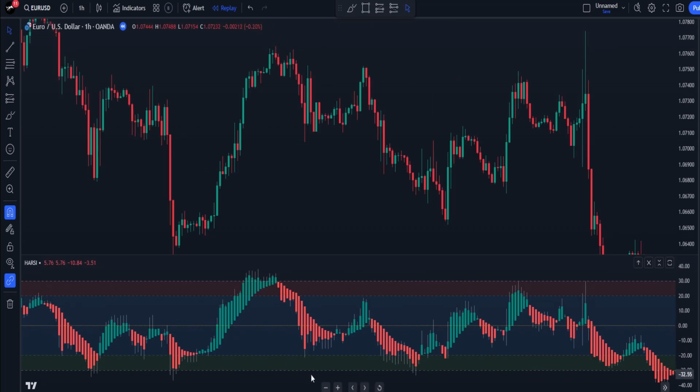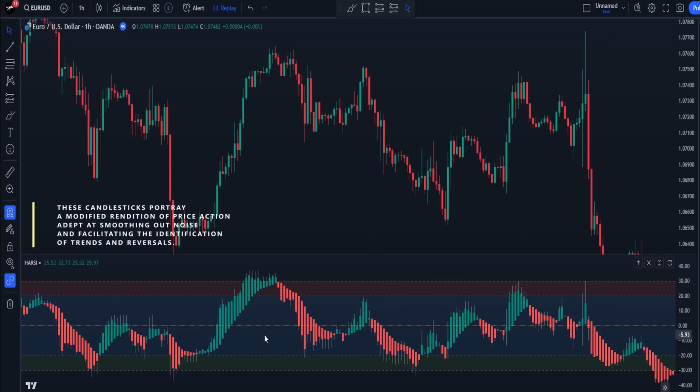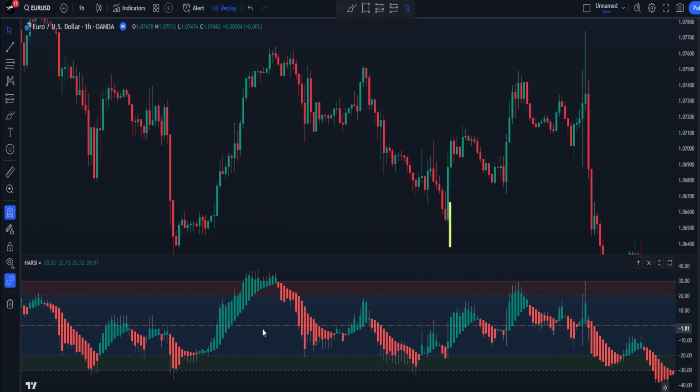The indicator encompasses 3 core elements. The foremost component is the Heikin Ashi candlesticks. These candlesticks portray a modified rendition of price action, adept at smoothing out noise and facilitating the identification of trends and reversals. The second constituent encompasses overbought and oversold zones, denoted by green and red regions situated at the 20 and -20 levels, respectively. Whenever the candlesticks intersect these zones, it signals a state of market overboughtness or oversoldness.